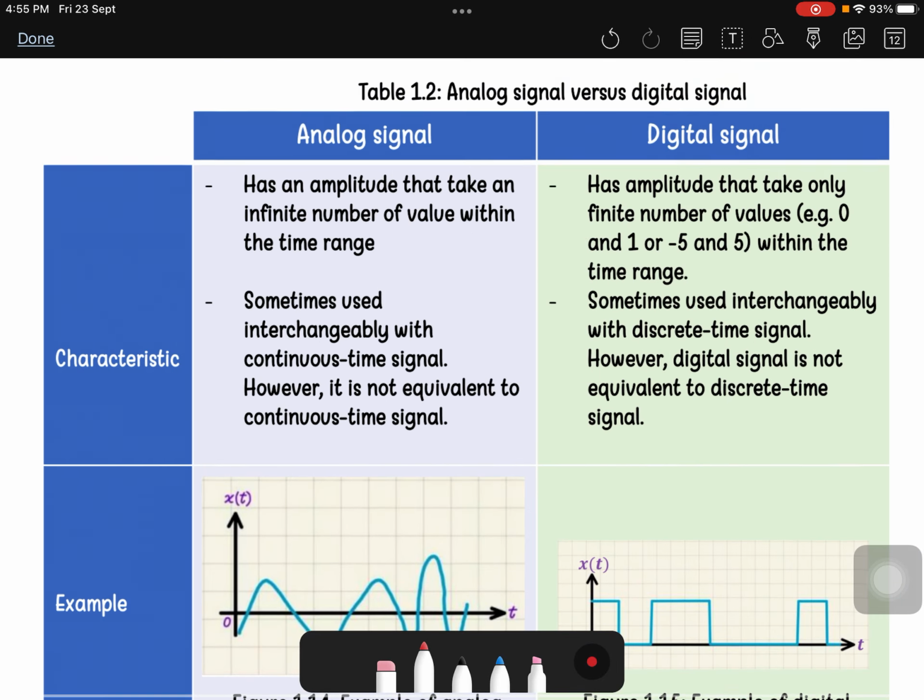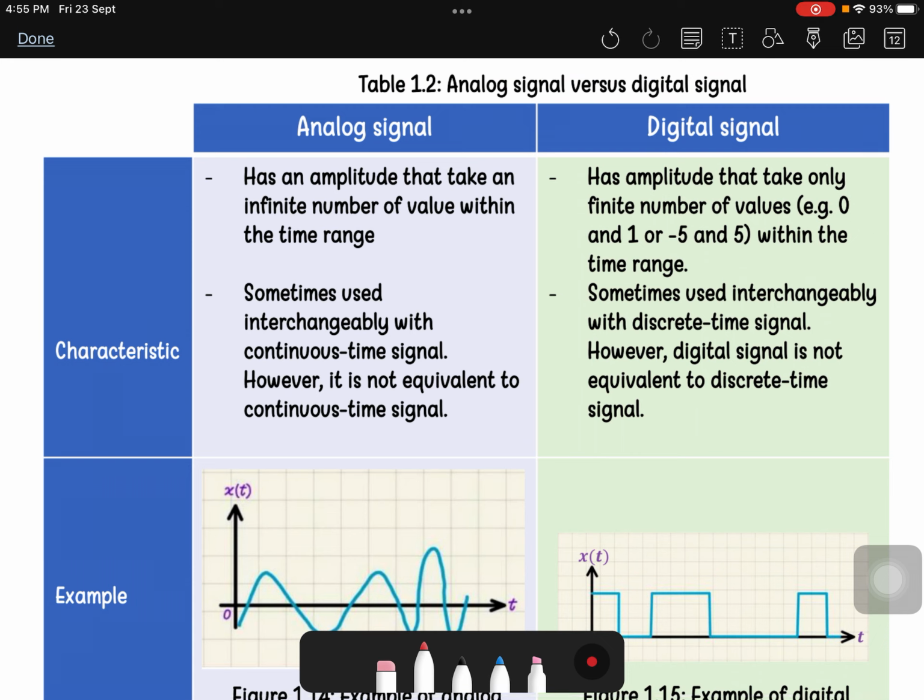Now let's see. Here we have the characteristics of analog and digital signals. For an analog signal, the amplitude of the signal takes an infinite number of values within the time range, as opposed to the digital signal, which has an amplitude that takes only a finite number of values. For example, 0 and 1, or minus 5 and 5, or it could be minus 2 and 3. So it's a finite number of amplitudes.